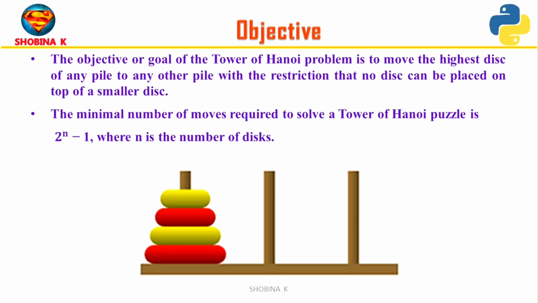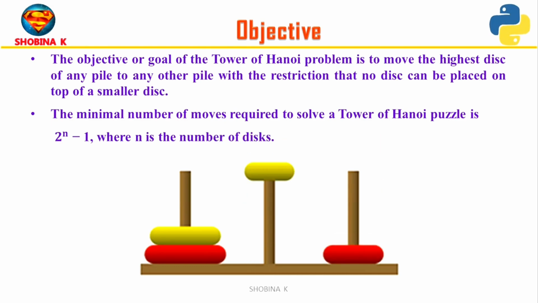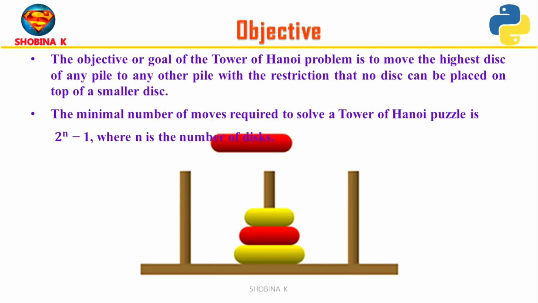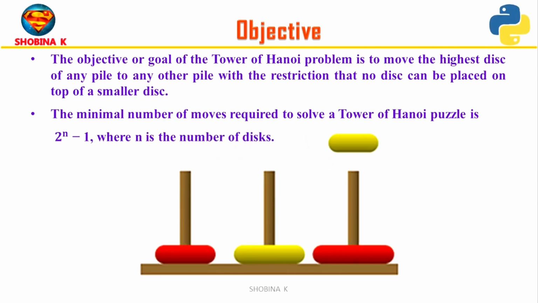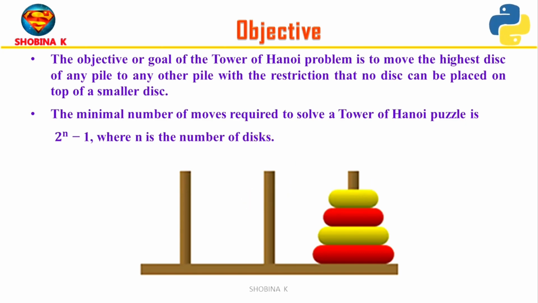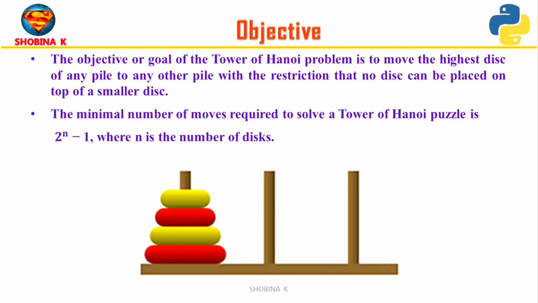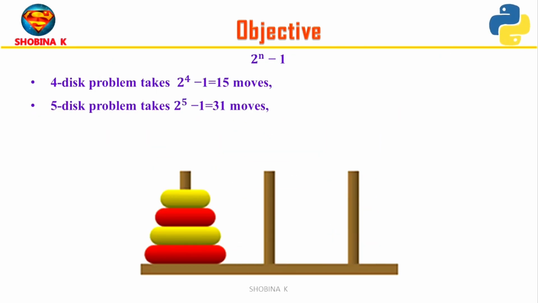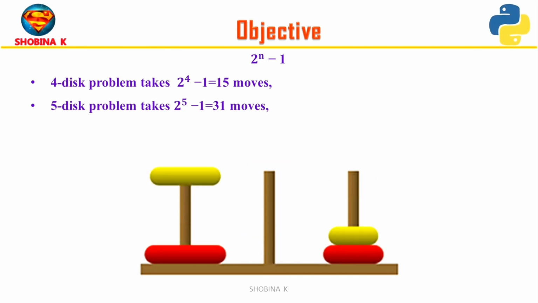The objective of the puzzle is to move the entire stack to another rod. The minimum number of moves required to solve a Tower of Hanoi puzzle is 2 to the power of n minus 1, where n is the number of disks. For example, in a 3-disk problem, you will have to use a minimum of 7 moves. So every time you add another starting disk, that minimum number of moves is doubled plus 1. So a 4-disk problem takes 15 moves, and a 5-disk problem takes 31 moves, and so on.